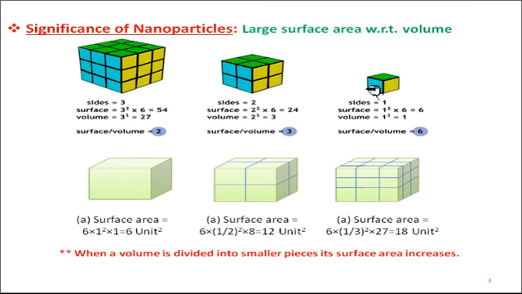Suppose this one is the smaller particle, this one is slightly bigger, and this one is the biggest particle among these three. This one is a cube, this one is also a cube but bigger, and this one is the largest cube. Assume one side is 1 unit. Then you can calculate the surface area using the 6a square formula, so the surface area will be 6 unit square.